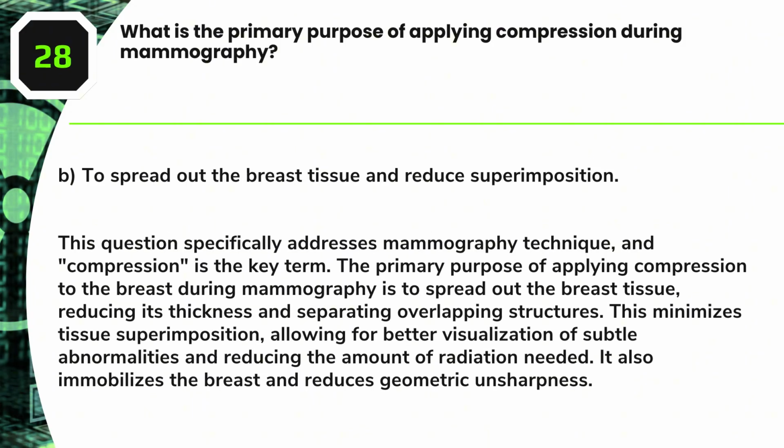Answer B. To spread out the breast tissue and reduce superimposition. This question specifically addresses mammography technique, and compression is the key term. The primary purpose of applying compression to the breast during mammography is to spread out the breast tissue, reducing its thickness and separating overlapping structures. This minimizes tissue superimposition, allowing for better visualization of subtle abnormalities and reducing the amount of radiation needed. It also immobilizes the breast and reduces geometric unsharpness.